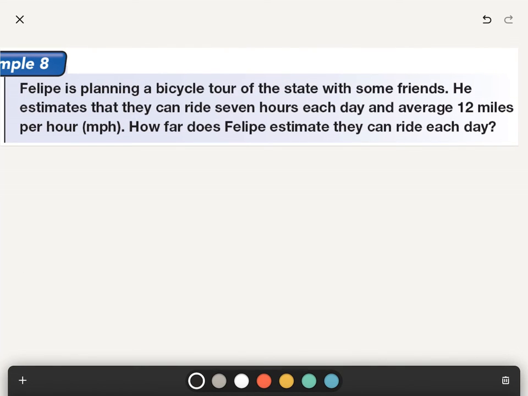All right, and this one we're also going to look at in terms of a formula, and then plug the information that we have into the formula.